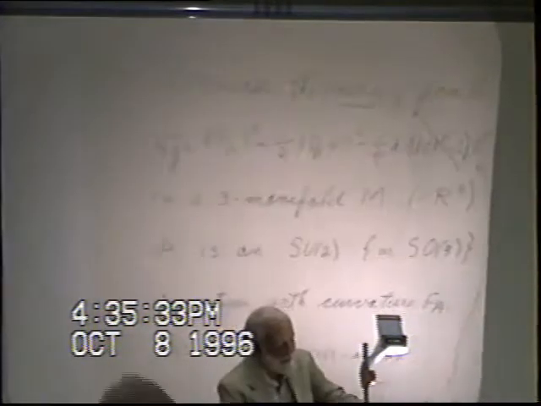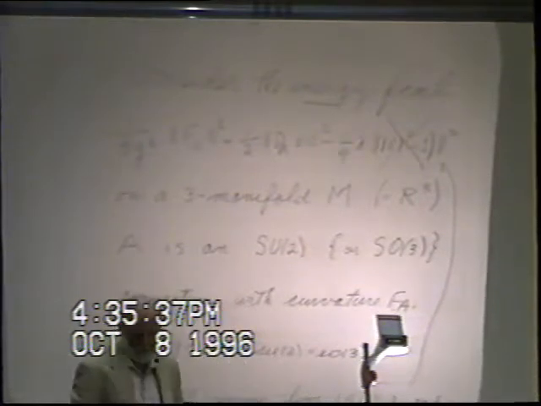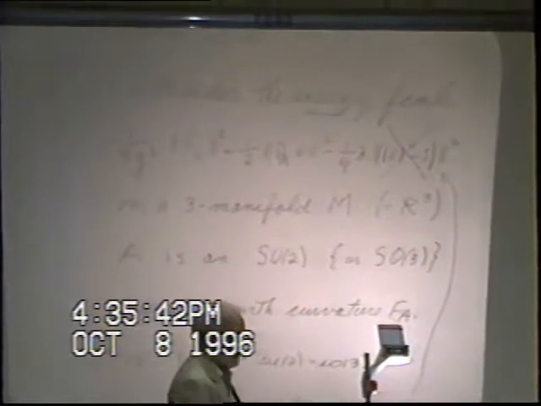So I'm going to follow Montonen and Olive, which is one of the original papers that led to the duality conjecture.